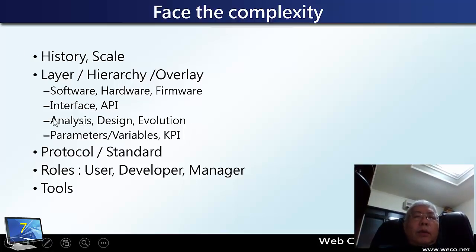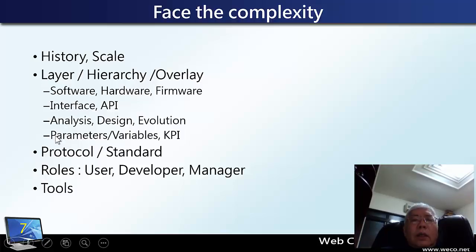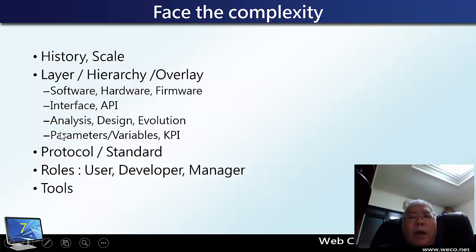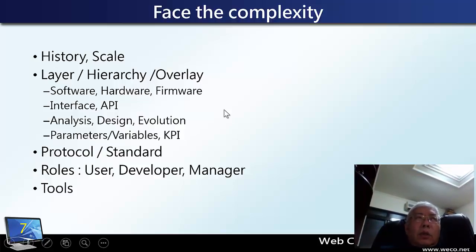And when we make a design, we have to analyze first, then design, then the design makes an evolution, and we're going to evaluate the performance. Okay, and for those complex systems, we have to define many parameters, variables, and all kinds of KPIs to measure the performance of reliability. So that's the nature of the network: complexity.